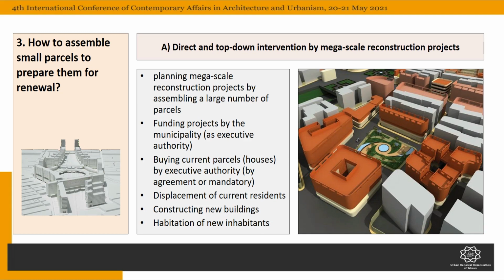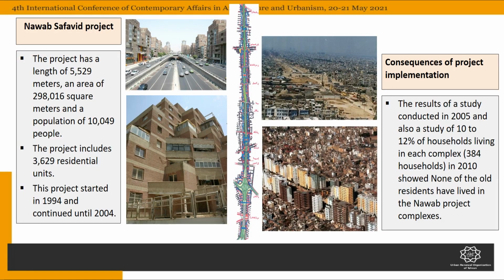In the 80s, when the first interventions commenced, there was a major tendency toward mega-scale projects, projects which were defined by numerous parcels and large-area lands. The land of these kinds of projects was acquired by buying current parcels and displacement of current inhabitants. And after construction of new properties, the newly built units were sold to new residents. Now, Nawab project at the heart of the city is the flagship project of this approach, which was defined in the 80s and implemented in the 90s by buying 2,000 parcels and displacement of 10,000 people.